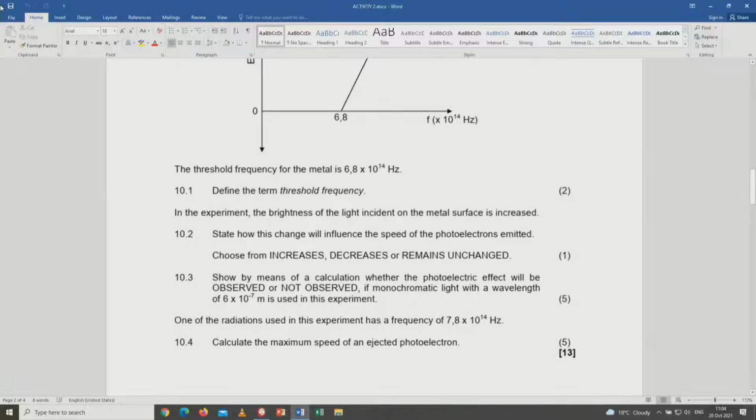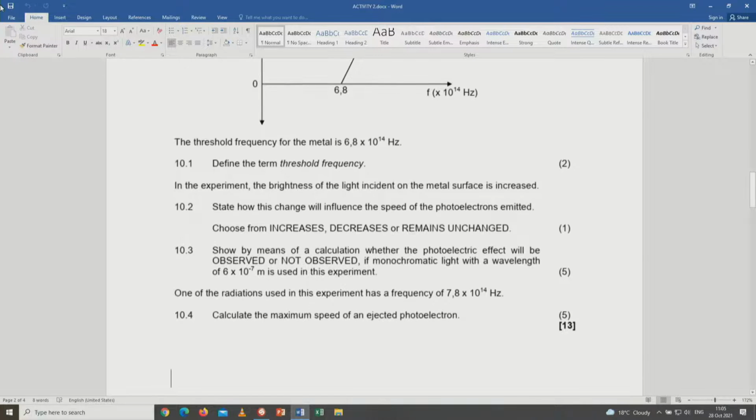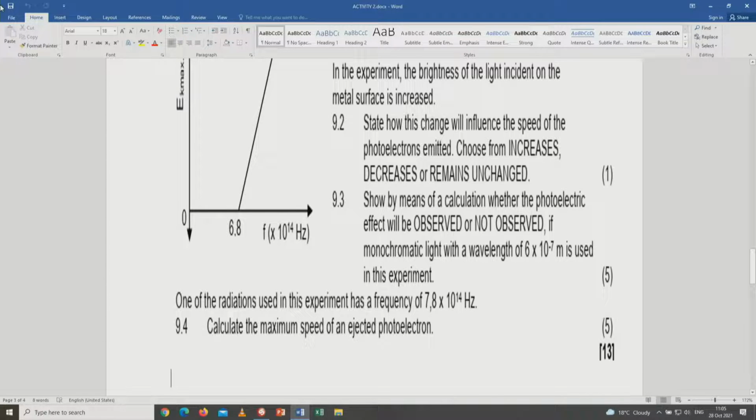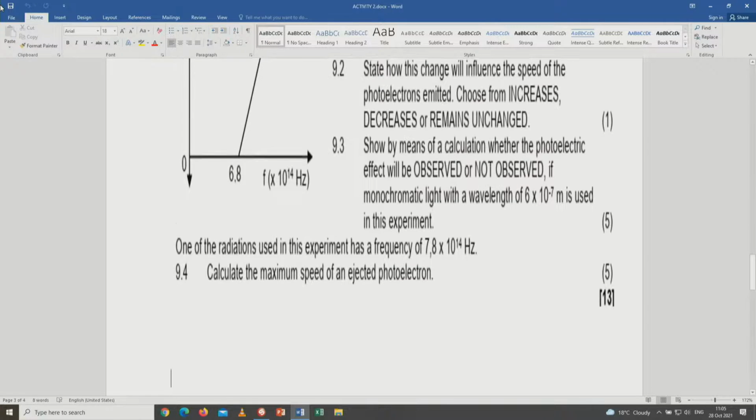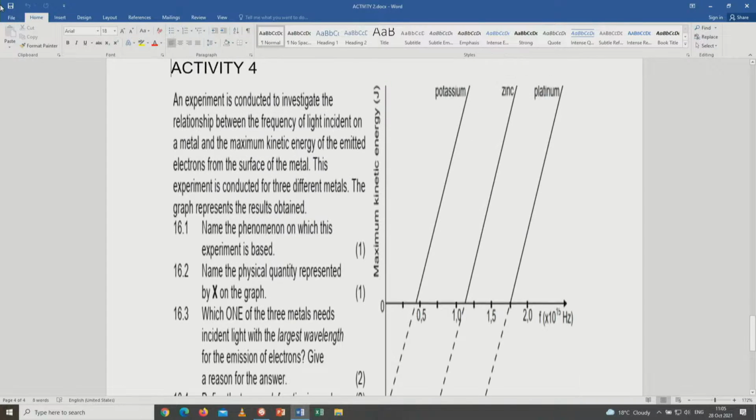Okay, and then when we move back, we are done with this activity also. Then we'll look at the next activity. This one is the same as that other one. We'll do this last activity here. An experiment is conducted to investigate the relationship between frequency of the incident light on a metal and the maximum kinetic energy of the emitted electrons from the surface of the metal. This experiment is conducted for 3 different metals.